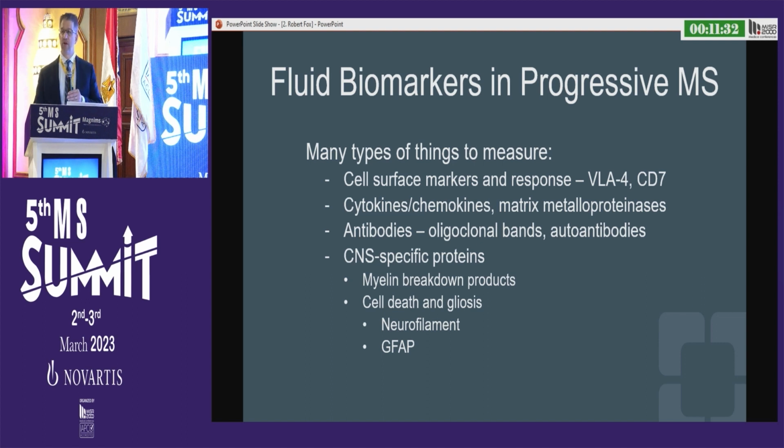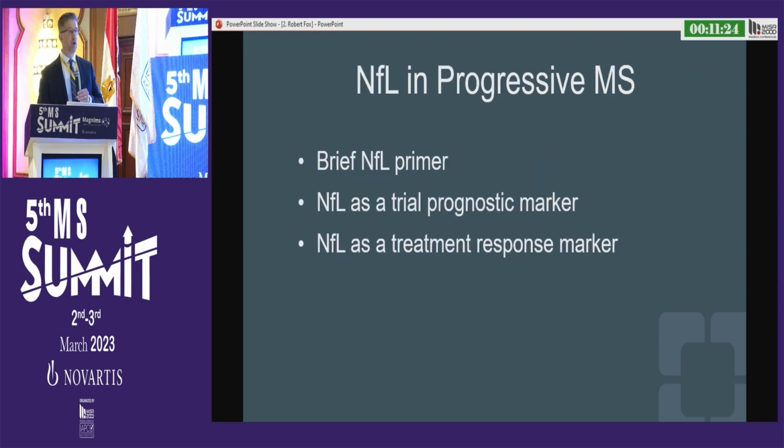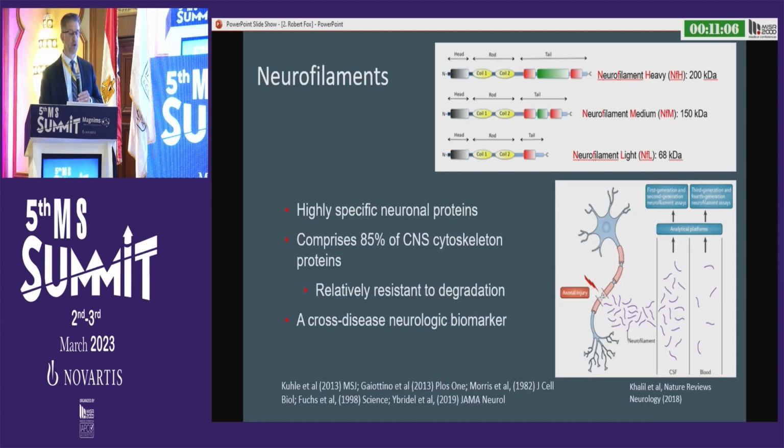I know many of you have already heard about neurofilaments and the excitement around measuring them in MS. So let me briefly review, as applied to progressive MS, what are neurofilaments? It's important to understand that as we think about progressive MS. And then how can neurofilaments be used as a prognostic marker, a predictor, and how can they be used as a treatment response marker? So first, neurofilaments.